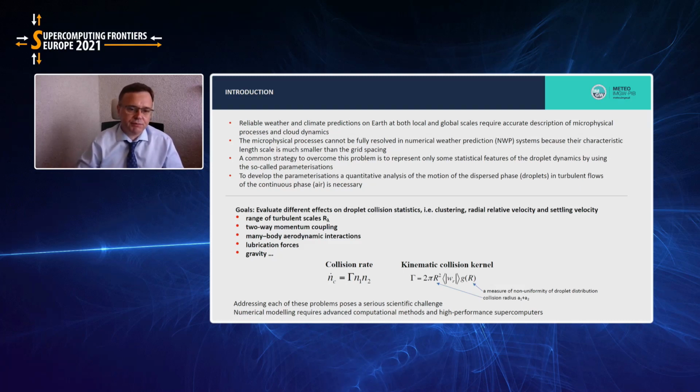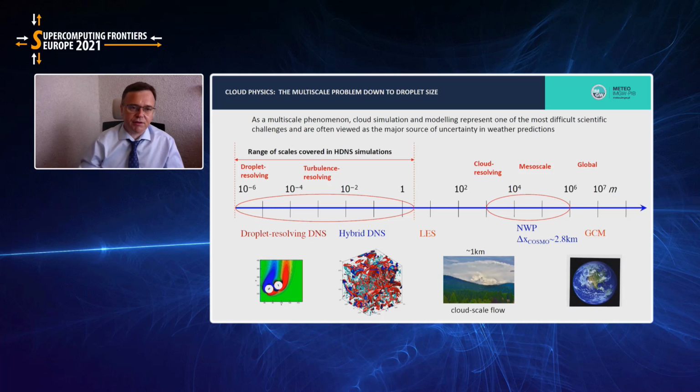So the goal is to compute the collision rate, because this is the parameter which defines the rate of rain droplet formation. And in the kinematic formulation, the collision kernel, which is proportional to the collision rate, is basically the product of the relative velocity between the droplets and the radial distribution function. Addressing each of those problems is a serious scientific challenge, and for modeling, we should use thinking out of the box and advanced computational methods along with high-performance computers.